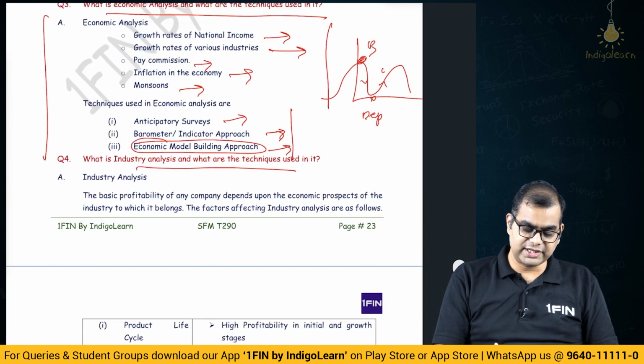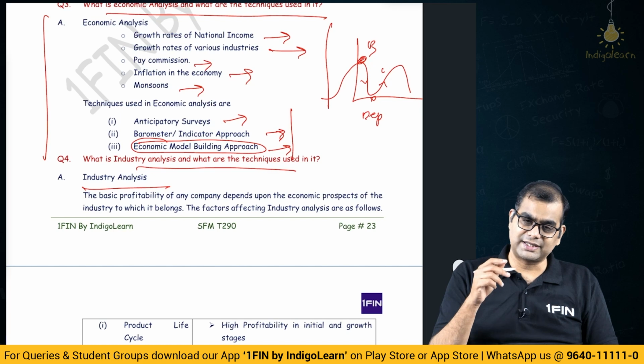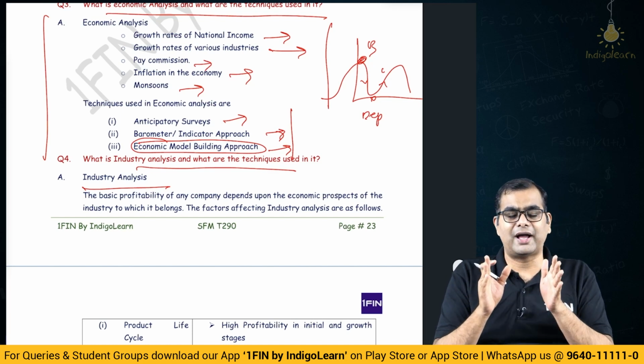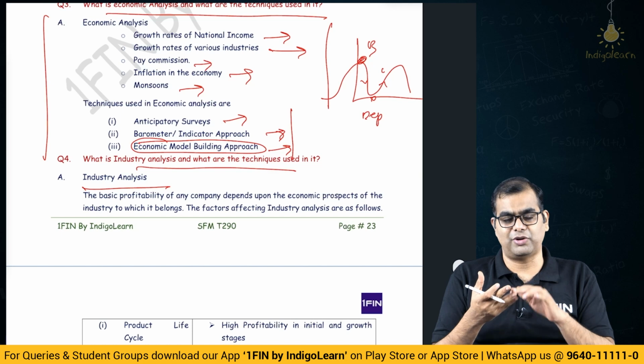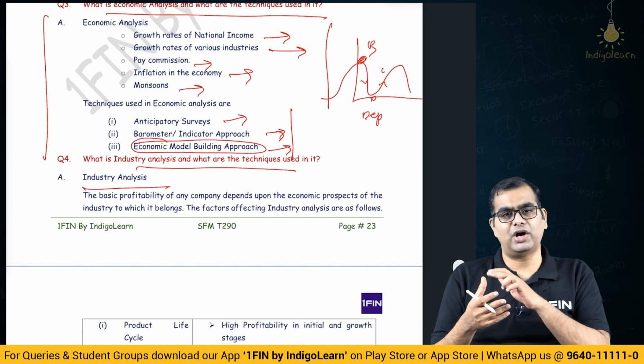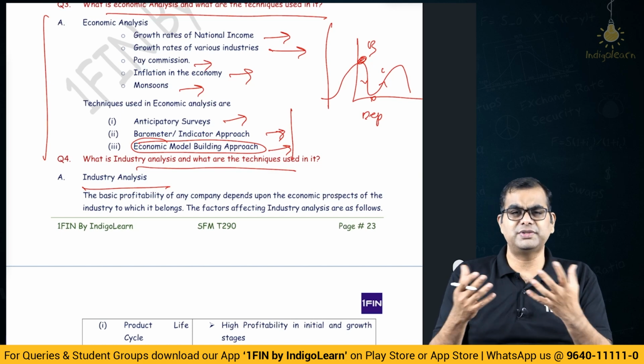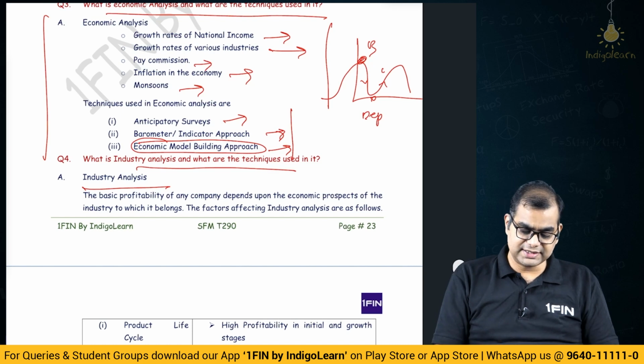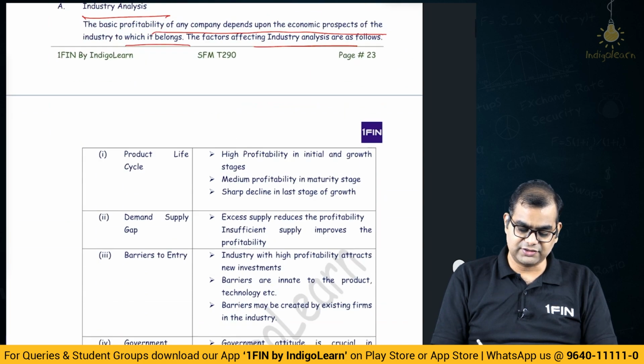Then what is industry analysis and what are the techniques used in it? Industry analysis is trying to estimate, just like the way we did for the economy of a country, what is likely to happen to an industry. What are the prospects? Is it positive? Is it negative? Is it going to grow? Are there any headwinds? Headwinds means anything that works against it. Positives, negatives, right? The basic profitability of any company depends on the economic prospects of the industry to which it belongs. The factors affecting industry analysis are as follows.